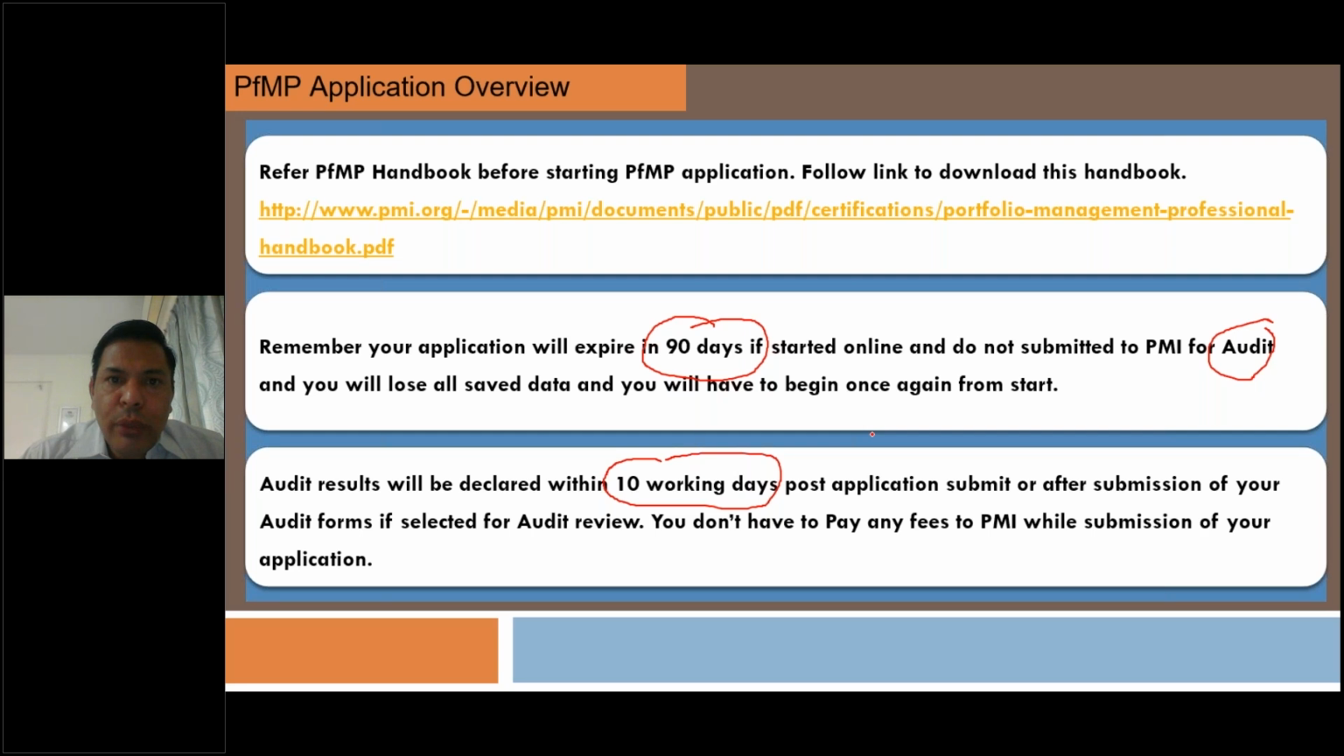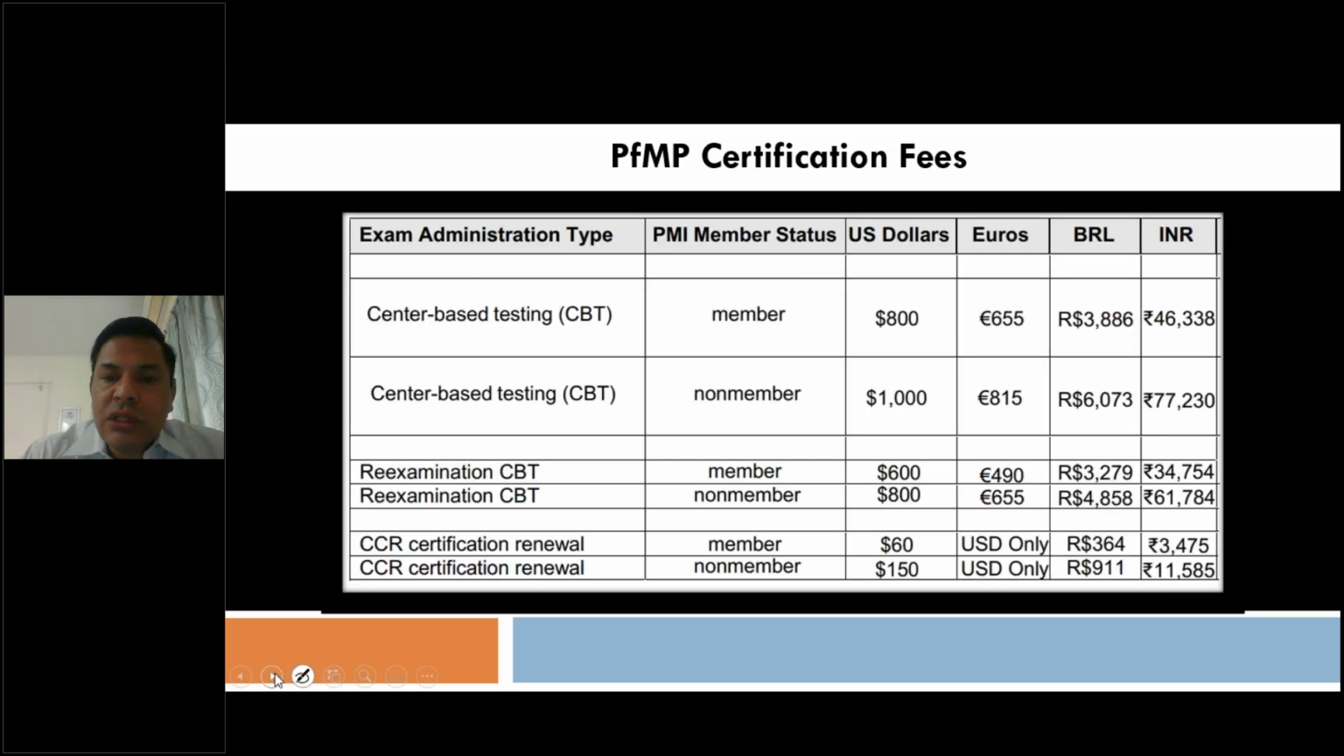Now, you don't have to pay any fees while submitting the application. Only once your application gets approved by the audit committee, after you receive the email within 10 working days, will you have to submit the fees, and only once you submit the fees will your panel review process start. Your panel review process will not begin until you have submitted the PfMP exam fees.